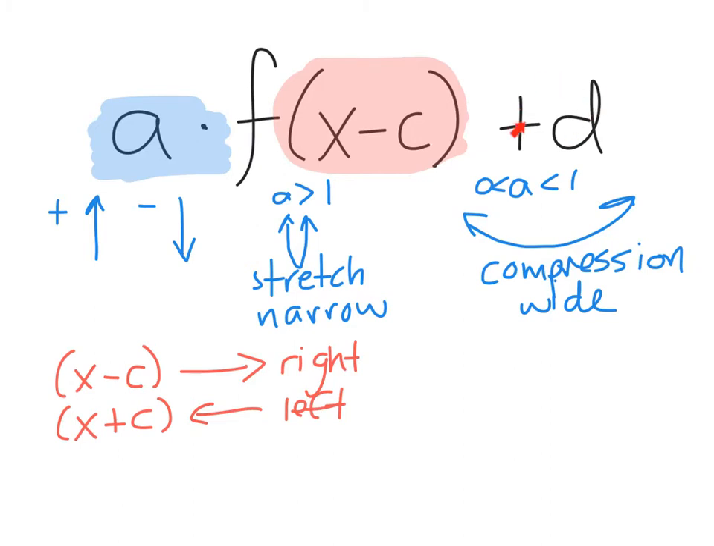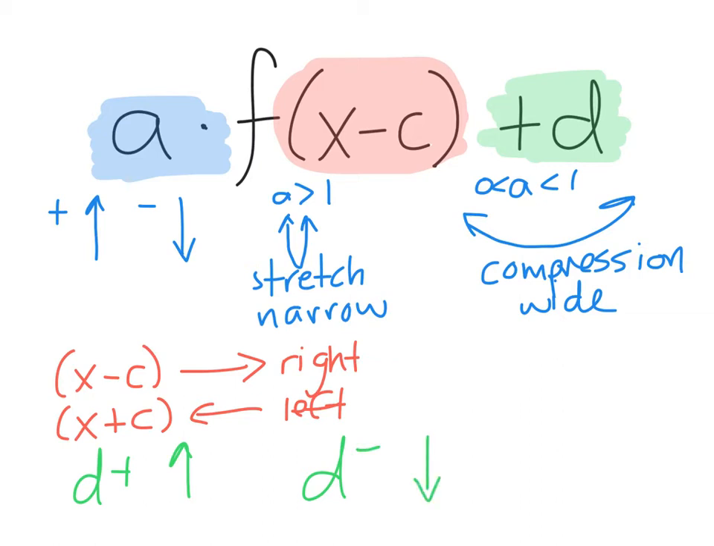Lastly, we have the letter d, which is our last variable that we're going to be affecting. The d variable is going to move the function up or down. This one's actually as straightforward as possible. If d is positive, the function is going to move up. If d is negative, the function is going to go down. And that's all it is.